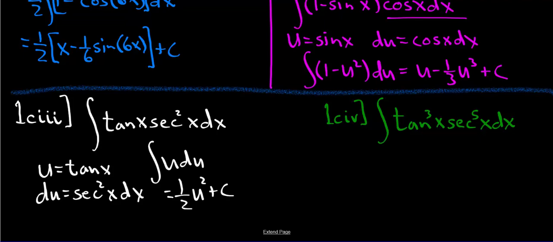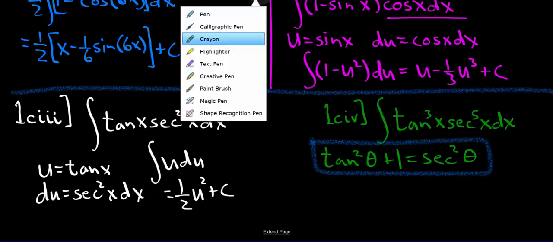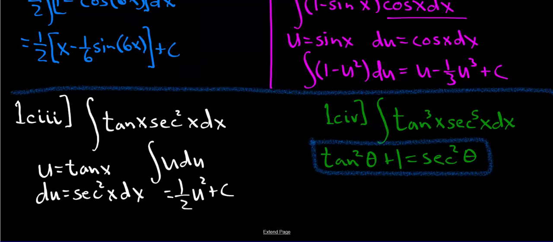Now, let's look at this other one. Here we have secant raised to an odd power, tangent raised to an odd power. The thing is, we have secant and tangent together. Whenever we see those together in an integral, we're thinking about this formula: tangent squared theta plus 1 equals secant squared theta. We're thinking of this Pythagorean identity. That's going to help us out. So here I've got that identity that I keep in mind.